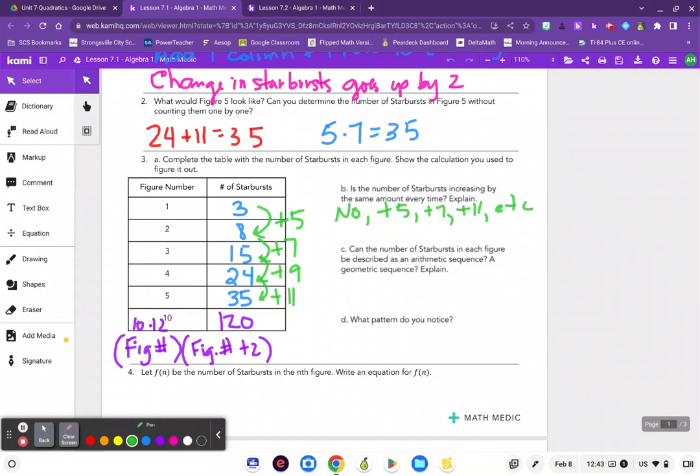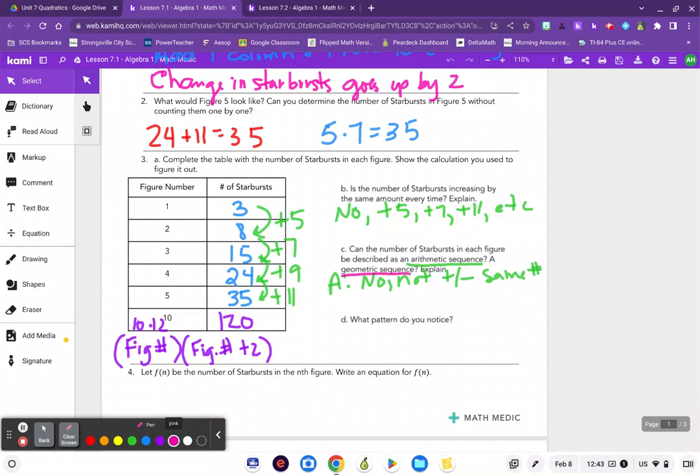Can the number of starbursts in each figure be described as an arithmetic sequence? All right, well, to be an arithmetic sequence, I have to be changing by the same number each time. And so arithmetic, no. Not adding or subtracting that same number each time. So it's not going to be arithmetic.